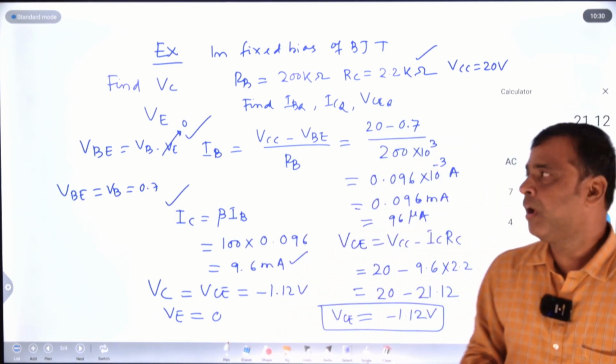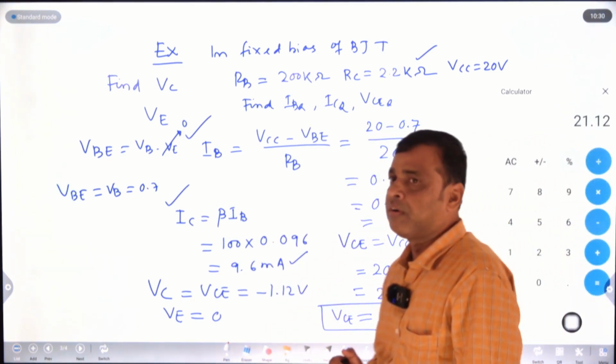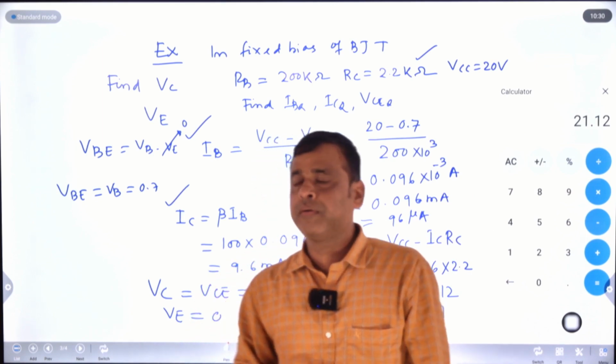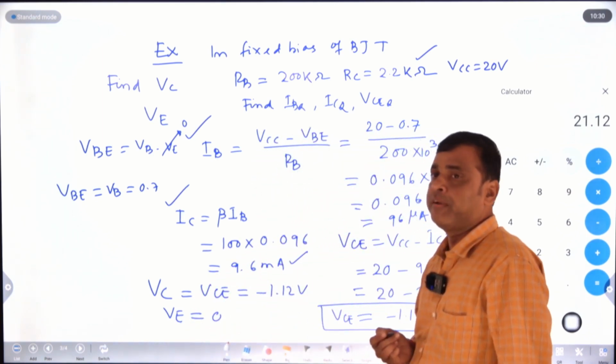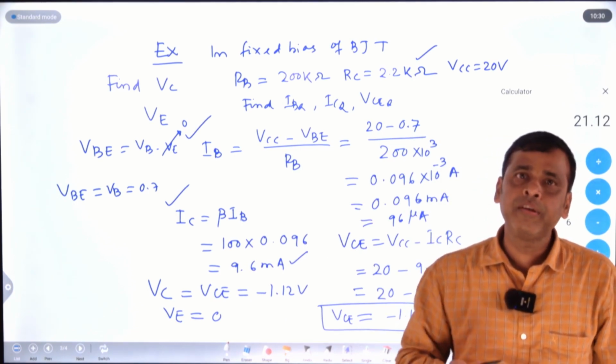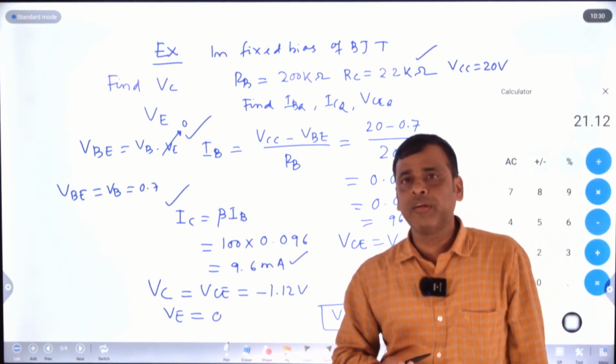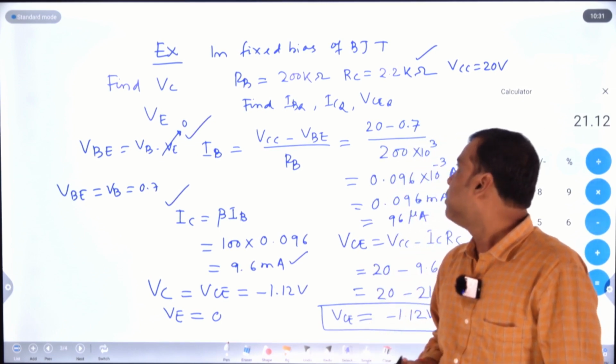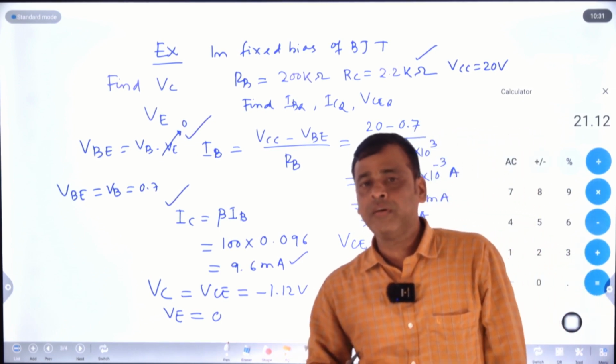So in the next class we'll go through another biasing method, that is collector to base bias or feedback bias. So today we'll stop now. Next we'll meet again in analog electronic circuits, with fixed bias, collector to base bias or feedback bias.